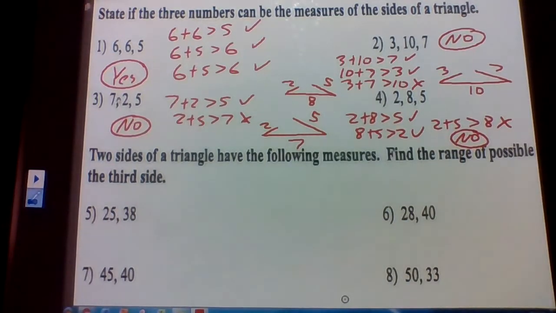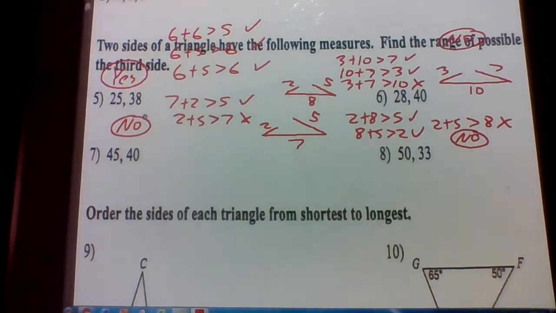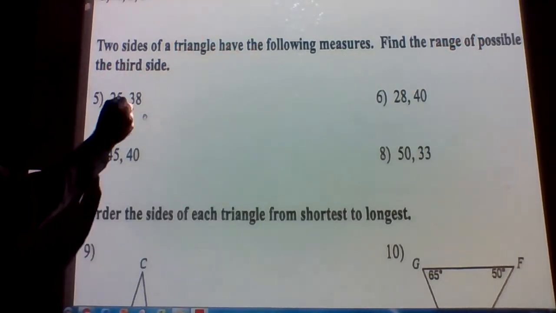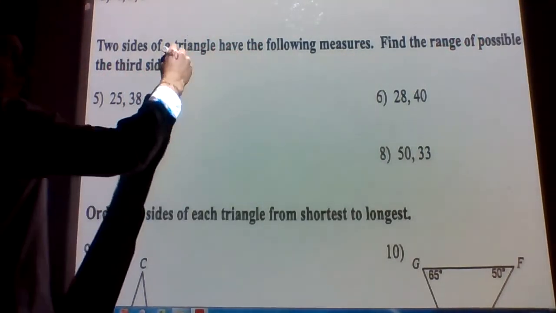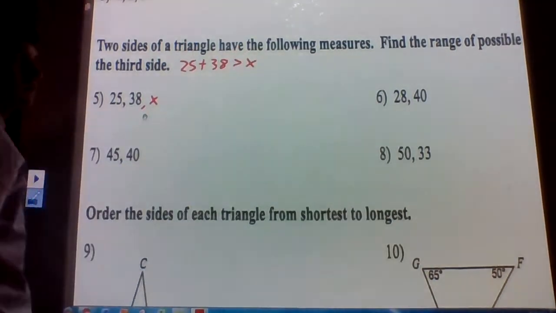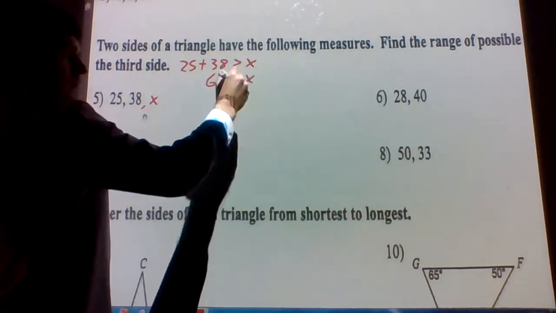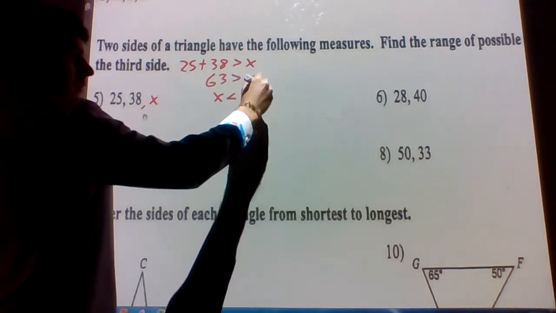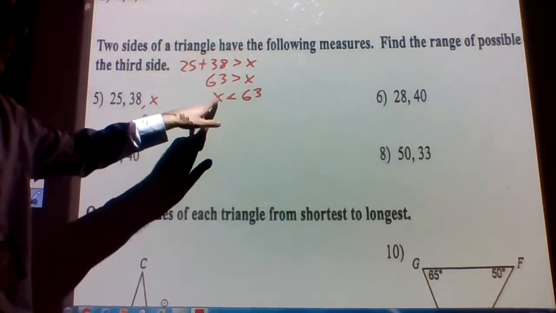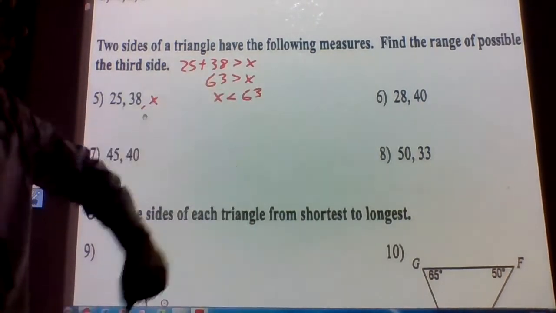Okay, the other type of question we can get here is what's the range of the third side? So if we call the third side x, we know that 25 plus 38 has to be greater than x. So we know that 63 is greater than x. If we switch that, we're going to say x is less than 63. We're just taking this and rewriting it so the x is in front. X is less than 63.